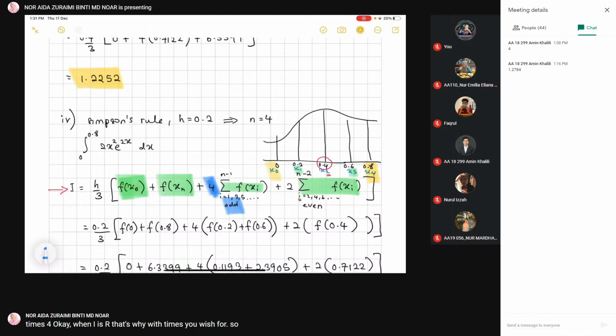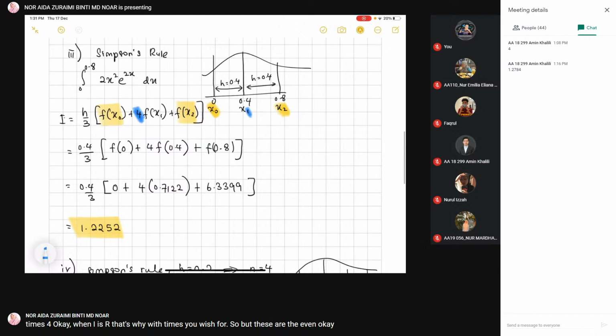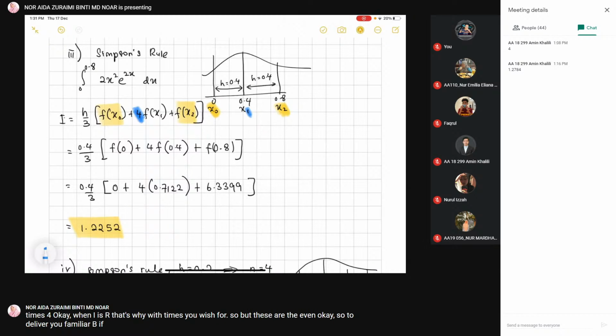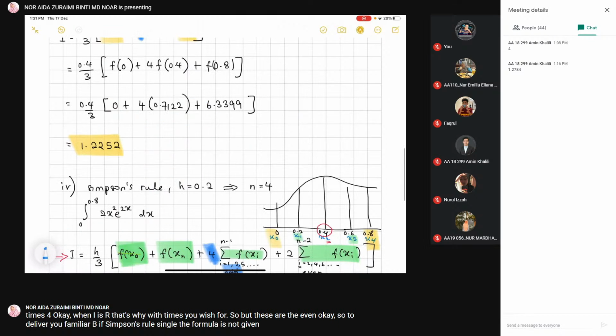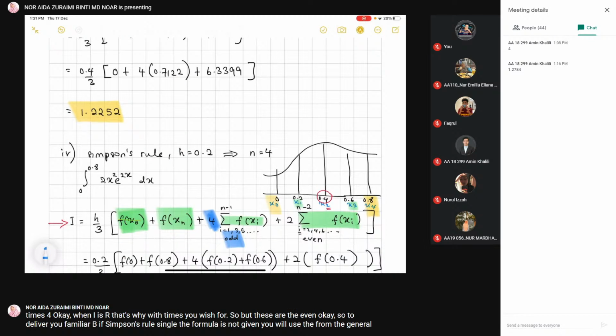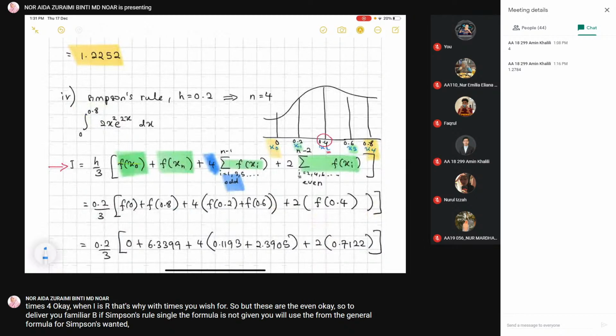Sebab dia tak ada even. Okay, sebab tu dia bagi formula yang macam ni. Tapi if Simpson's rule single, the formula is not given, you will use the general formula for Simpson's 1/3. Okay, faham? Boleh ya?